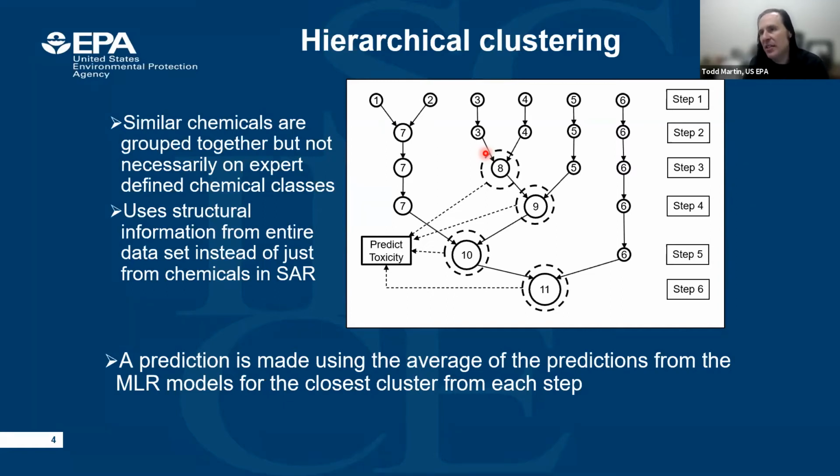And that's the approach that EPA's EPI Suite uses: it basically takes the most toxic prediction out of the appropriate class models. So anyway, this is a more sophisticated approach to try to utilize all the information in the data set.